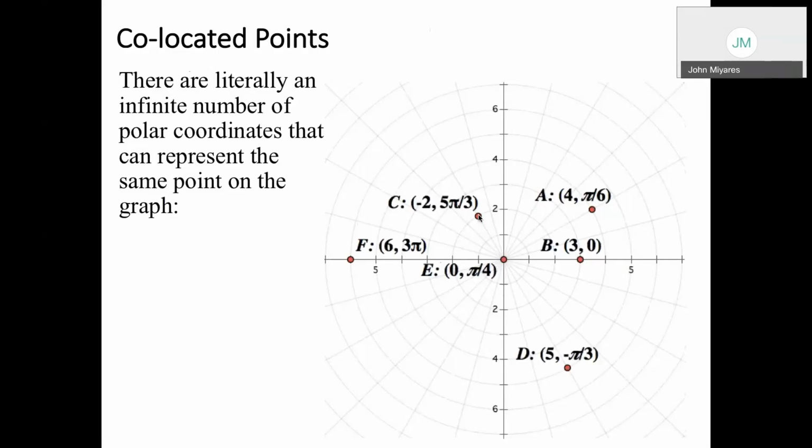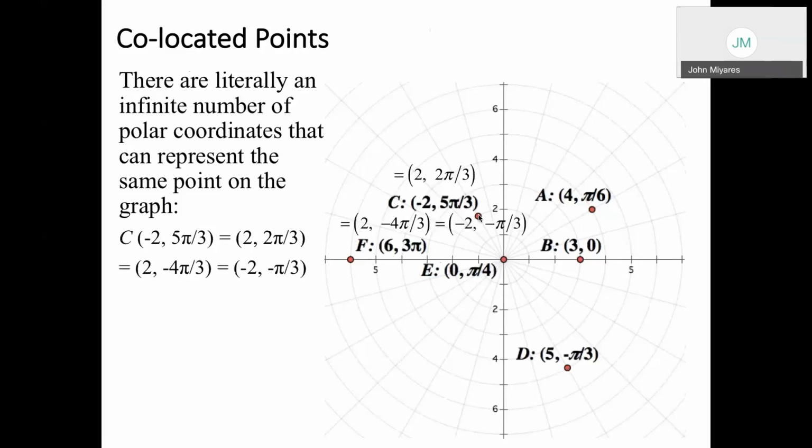For instance, the point -2, 5 pi over 3 could be written as 2 comma 2 pi over 3, or if we get creative, we could represent this as 2 comma -4 pi over 3, or -2 comma -pi over 3.